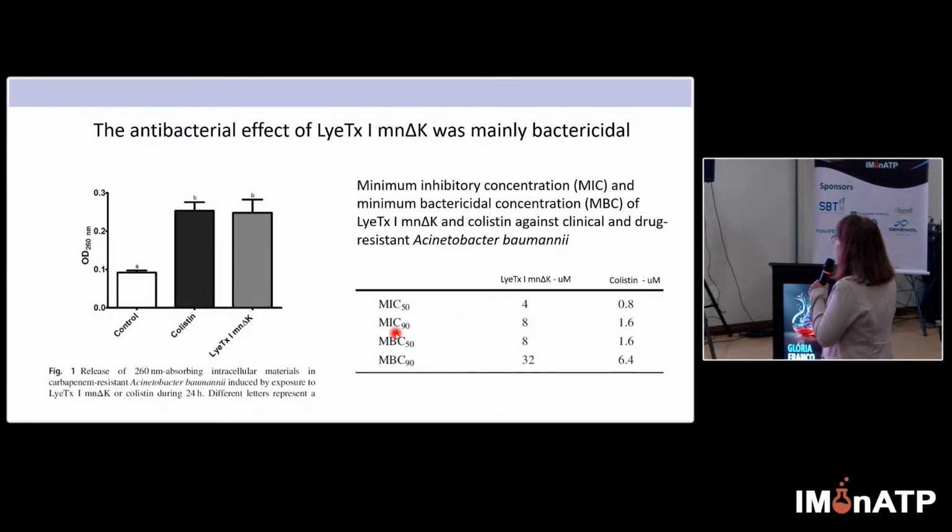And also, they looked for the minimal bactericidal concentration, that is 8 micromolar, similar to MIC 50 and MBC 50, and MBC 90 is 32 micromolar compared to MIC 90 of 8 micromolar. And then here are the colistin MICs and MBCs that are much lower, because colistin is very effective, but however, colistin is very, very toxic.